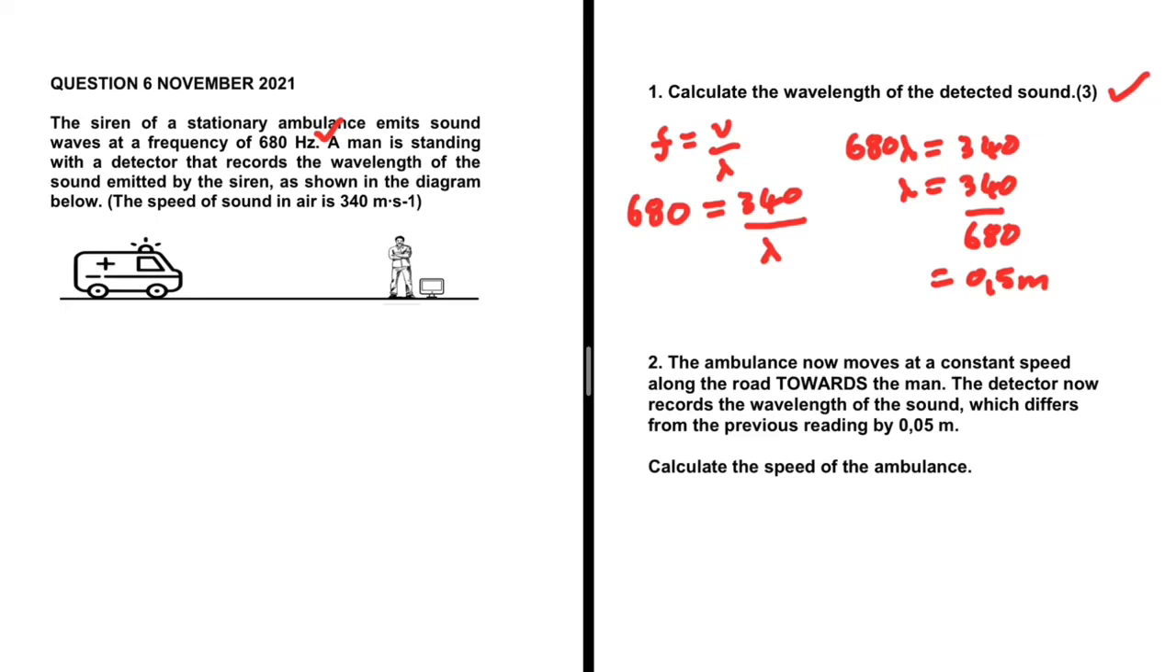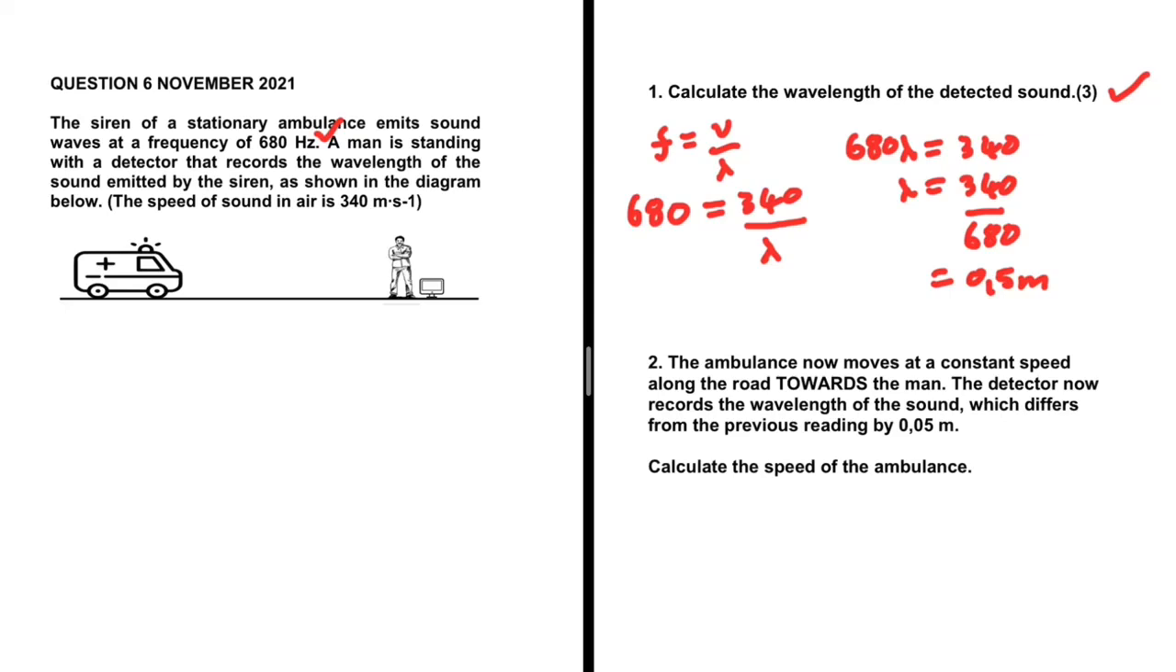The frequency which is emitted by the stationary ambulance is the same frequency which is detected by the detector, because the ambulance is stationary and the detector is also stationary. There is no relative motion. So the frequency emitted is the same as the frequency which is observed by the listener, or detected by the detector in this case. That is the key to the first question.